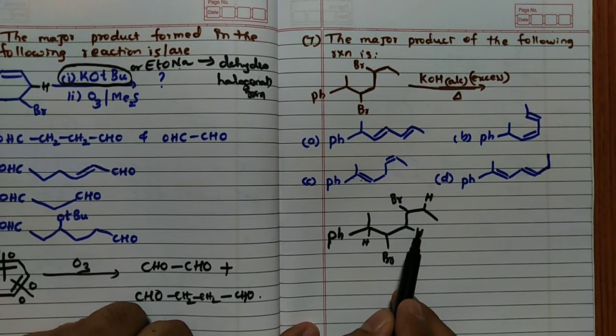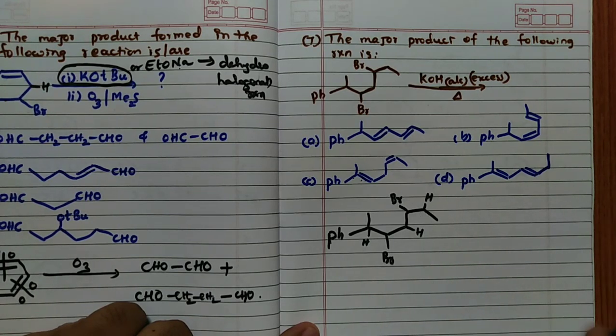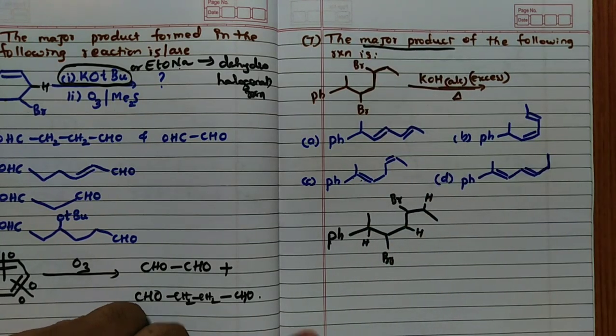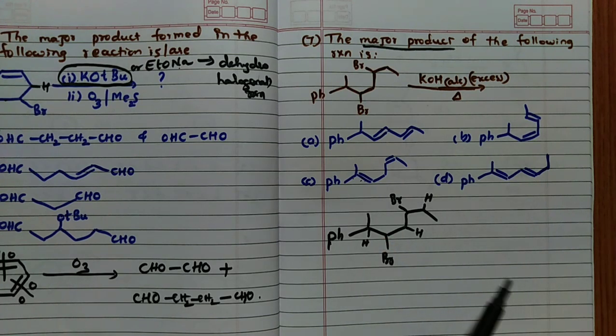Now this hydrogen is removed and this Br is removed, and a double bond is formed here. You can ask, sir, I will remove this hydrogen. Yes, you can remove this hydrogen. But they are asking for the major product. You can see the major product will have more stability. So this is the minor product. Definitely this is the minor product. But they are asking for the major product.